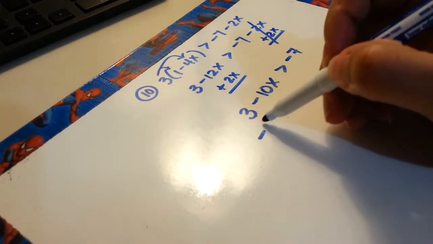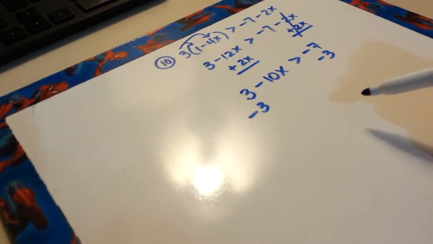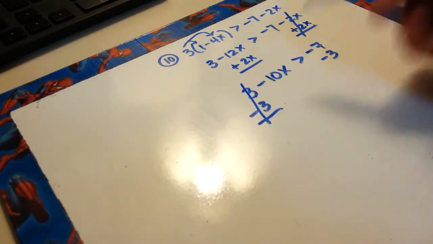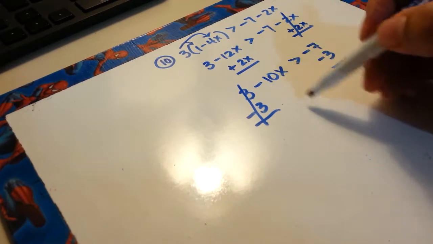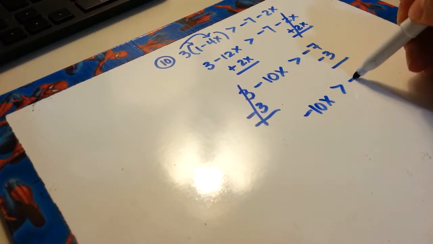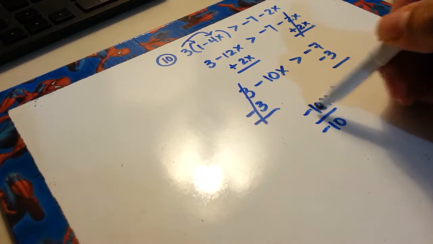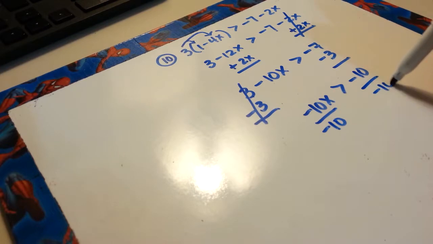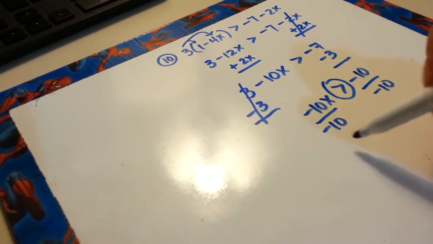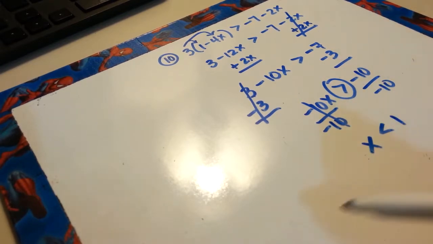I'm going to get rid of the 3. So I'm going to do minus 3, minus 3. That cancels. So I bring down the negative 10x greater than, this is negative 10. Now remember, every time you divide by a negative number, and we're dividing by a negative number right now, this has to flip. So we have x is less than or equal to 1.